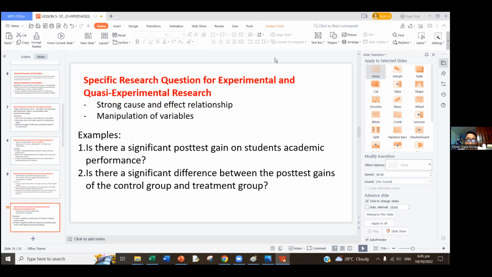Pero dahil kaya sa fertilizer, hindi. Dahil ang daming variables na hindi kinontrol. Kaya mahirap yung experimental, yung true experimental, because you have to control for all variables kasi optimal control dapat.